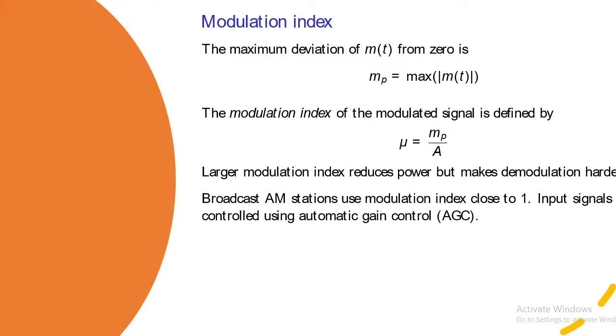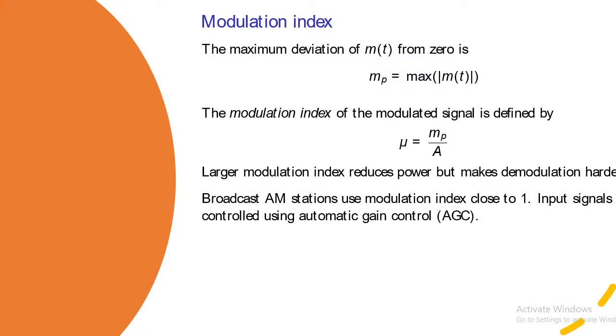Now let me define what is modulation index. Some books write it as mu. Most of the books write it as mu. First, we define the maximum deviation of m(t) from 0. So from 0, what is the maximum deviation of m(t)? That is m p, the maximum of the absolute value of m(t). The modulation index of the modulated signal is defined as mu, which is equal to m p by A. What is m p? m p is the maximum of the absolute value of m(t). And A is the maximum amplitude of the carrier. Therefore, the amplitude of the modulating signal by the amplitude of the carrier signal is also mu.